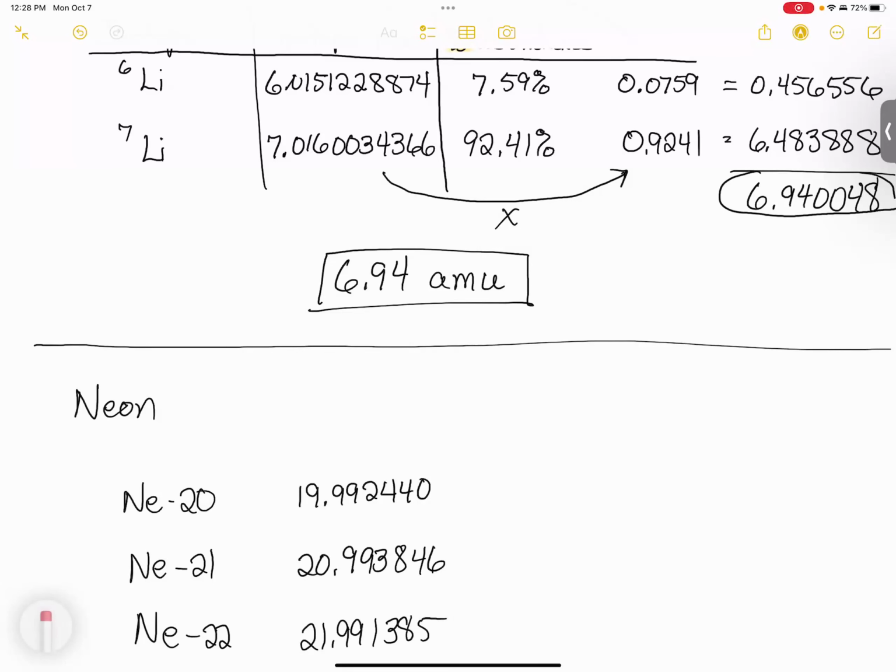Neon 20 occurs 90.48% of the time. Neon 21 occurs 0.27% of the time. And neon 22 occurs 9.25% of the time. Again, the first thing I do is take it out of percentage, because it's not percent abundance, it's abundance. So I divide by 100.